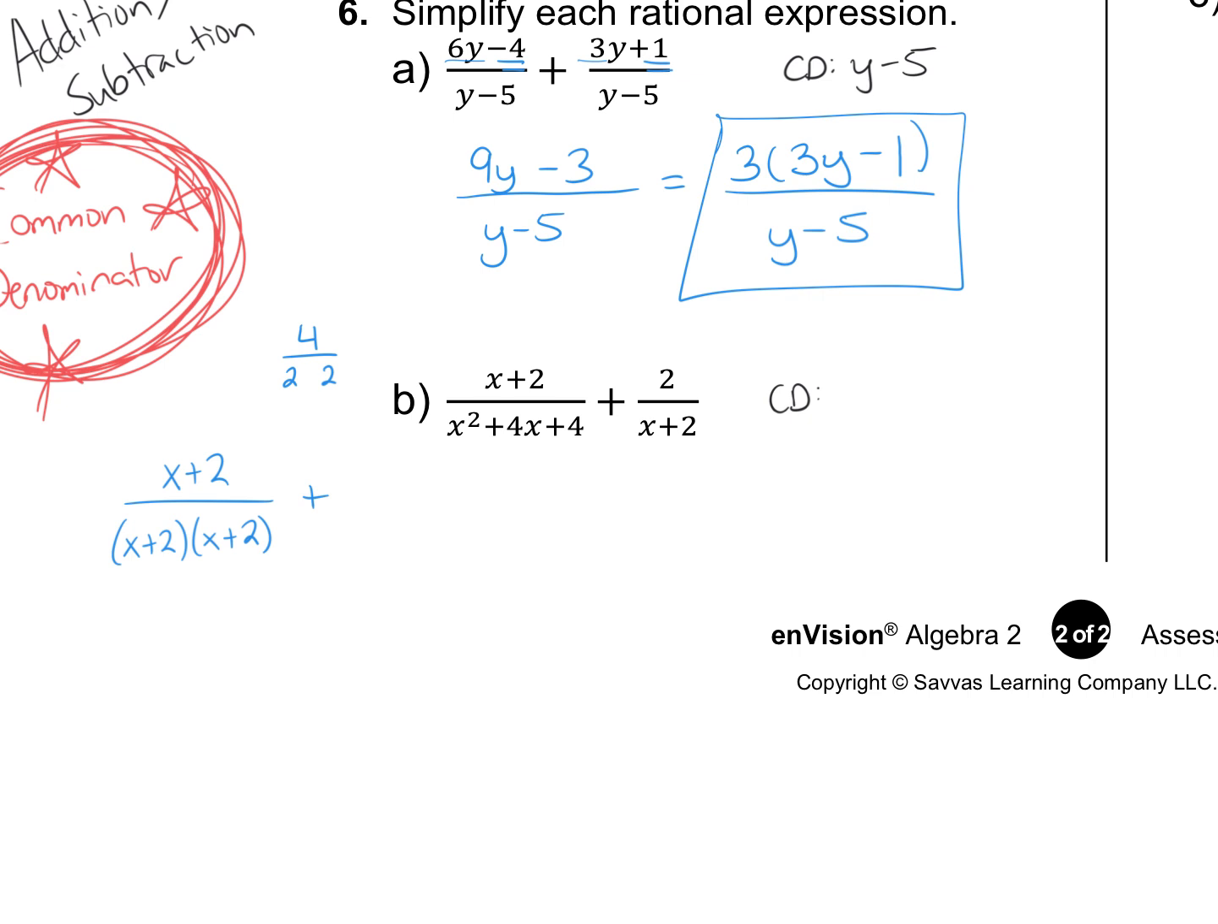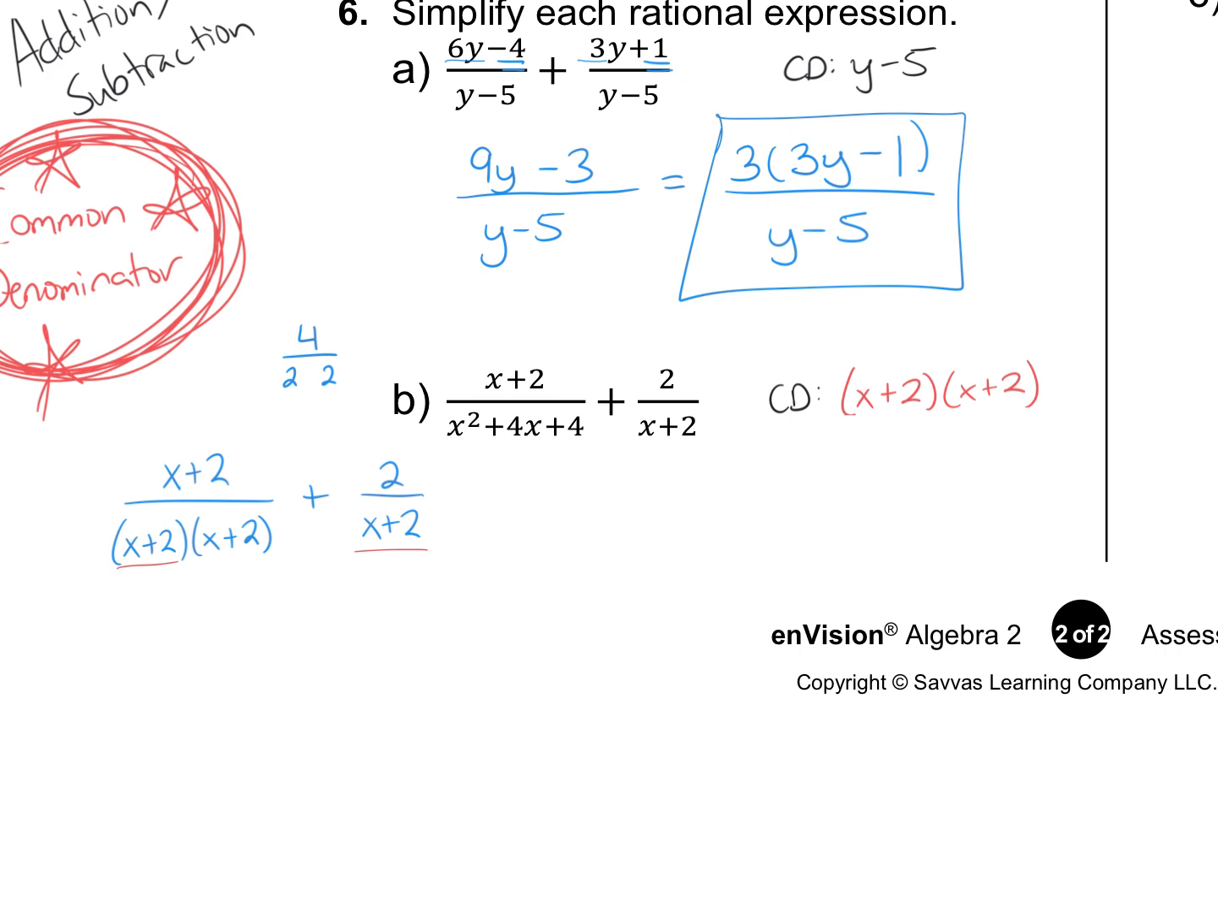Plus, can I do anything with this fraction? No, it's already simplified, so I can leave that as 2 over x plus 2. Now, can we see a common denominator? Yes. What do they have in common? x plus 2. What should our common denominator be? x plus 2 times x plus 2, both of them.